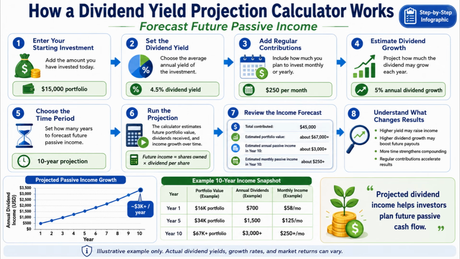A higher dividend yield may raise income faster, while stronger dividend growth may increase future payouts more significantly. Likewise, more time strengthens compounding, and regular contributions can accelerate both portfolio growth and passive income growth.